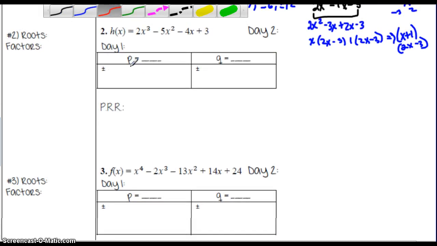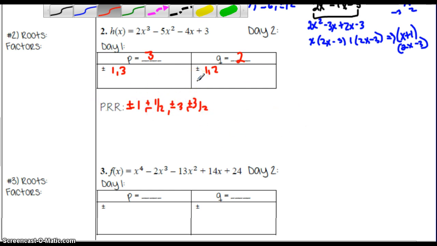So we're going to do one more together, and then we'll finish up and do some more in class on block day. So P is right here, 3. Q is up front there, 2. Factors of 3 are 1 and 3. Factors of 2, 1 and 2. So possible rational roots would be 1, 1/2, plus or minus for all of these, 3 and 3/2. And make sure again that you know that they're plus or minus.